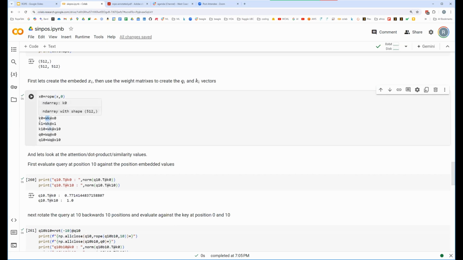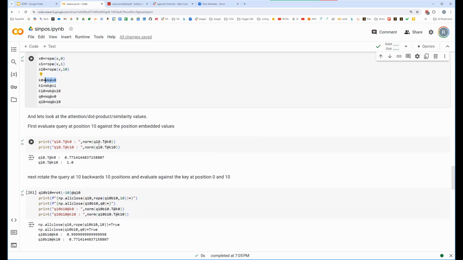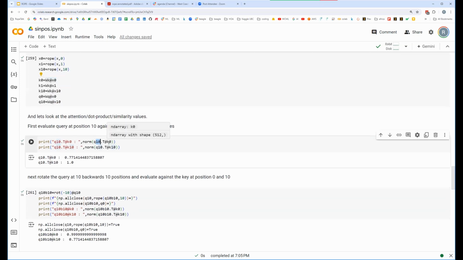So I get the key at position 0 by multiplying the embedding, the X with the position 0 embedding, by this matrix. Same thing for key at 1 and key at 10, and the same for query. I did 2 of them there. Then I asked: the query generated by this weight matrix at position 10, when it attends to the key generated at position 0, what do I get? It's a number less than 1.